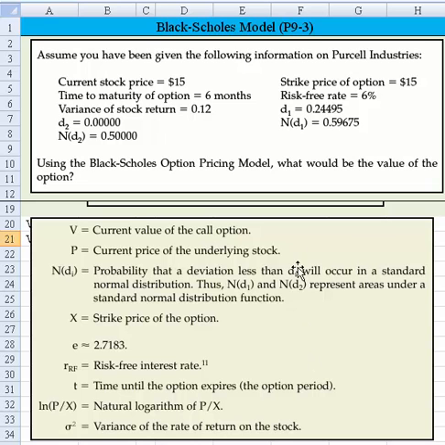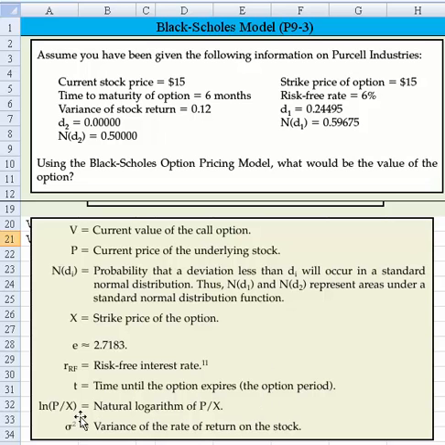V stands for the current value of the call option. In this case, that's what we're going to solve. P is the current price of the underlying stock, $15, given in this problem. We've already gone over what N of D1 is and N of D2, right? The strike price of the option, X, was given, is 15. Using natural logs, the value of e is 2.7183. R sub RF is the risk-free interest rate. T is the time until the option expires, and in our case, they've given us that, 6 months.